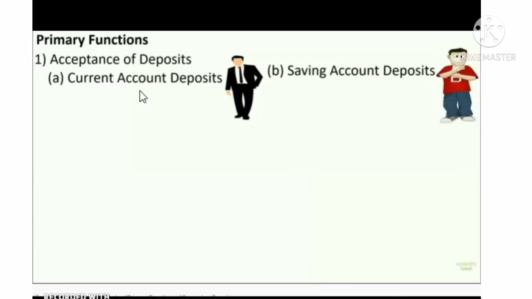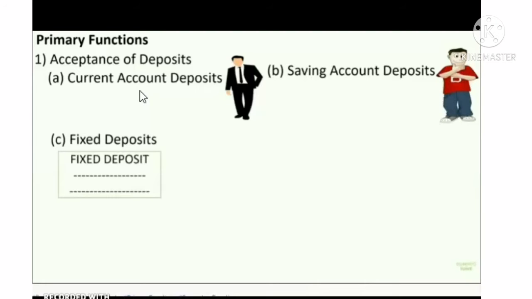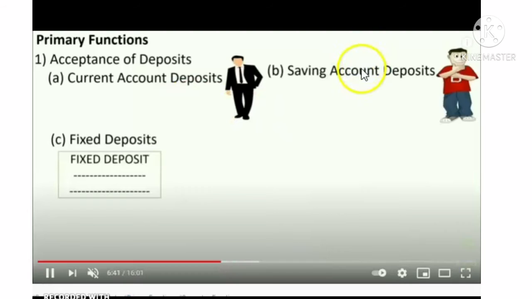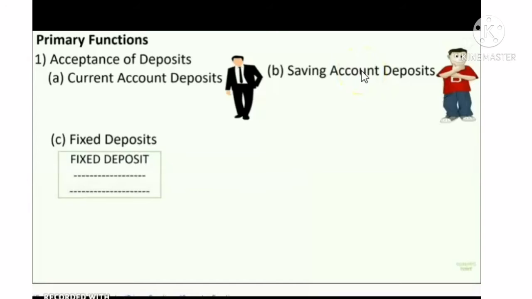Next, savings deposits are payable on demand and withdrawable by check, but there are certain restrictions on the number of checks issued. So savings cannot be taken whenever we want. It is within the period that has been fixed, and the amount that can be withdrawn is decided by the banks. So that's the savings account deposit.